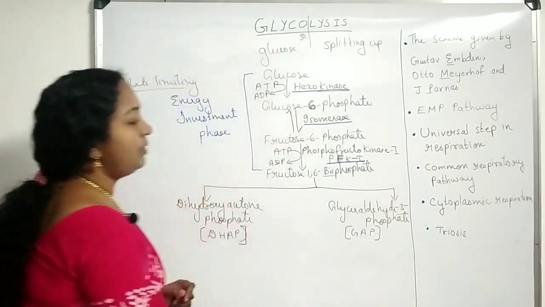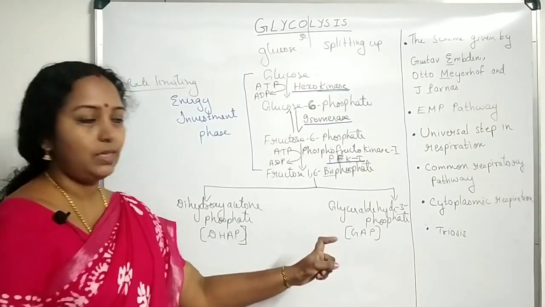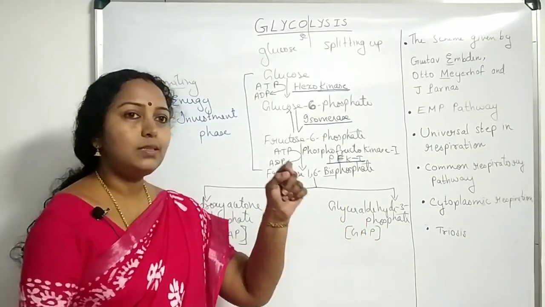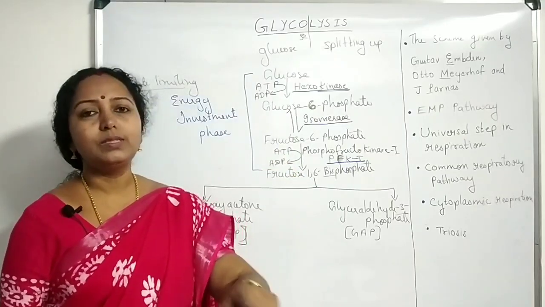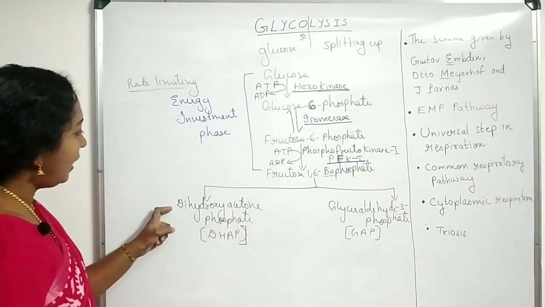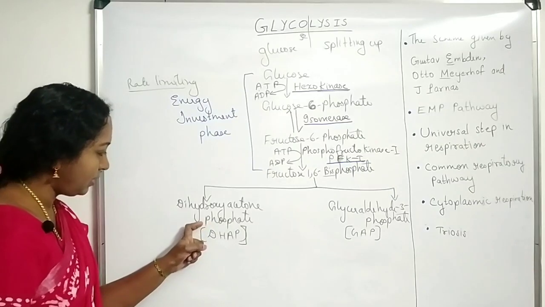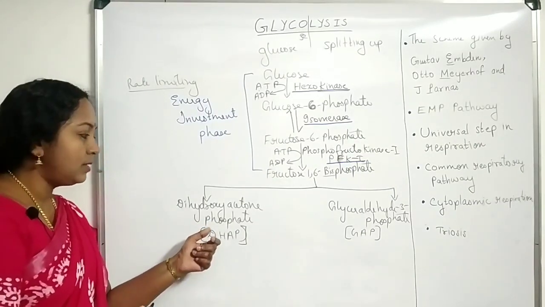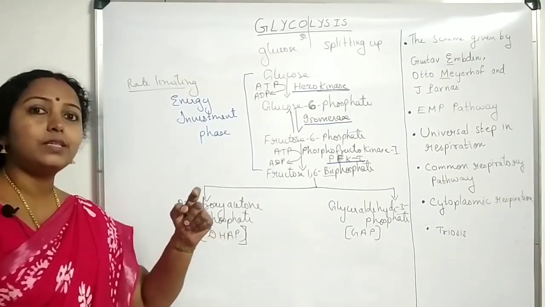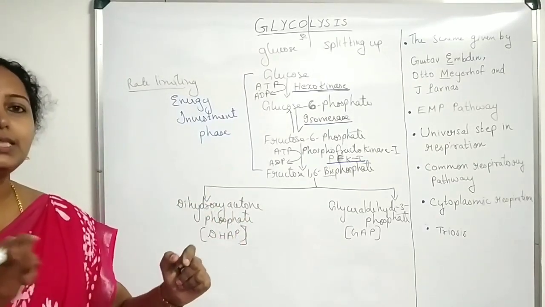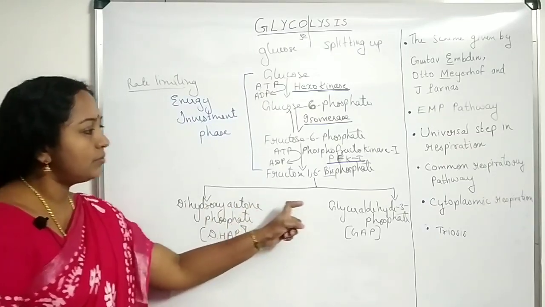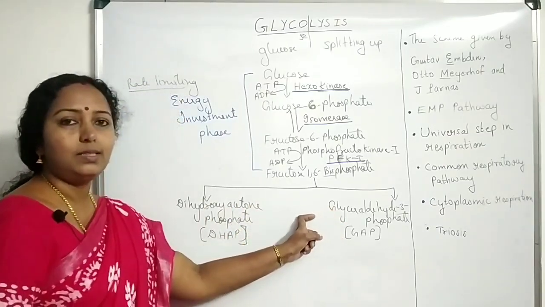Glyceraldehyde 3-phosphate. 3-phosphate means what? Does it have 3 phosphate molecules? No. It means that in the third carbon, a phosphate molecule is attached. Now here, dihydroxyacetone phosphate, there is no number mentioned. Means what? Where is the phosphate attached? It is attached to the first carbon. So first and third. Here it is attached to the first carbon. Here the phosphate is attached to the third carbon.